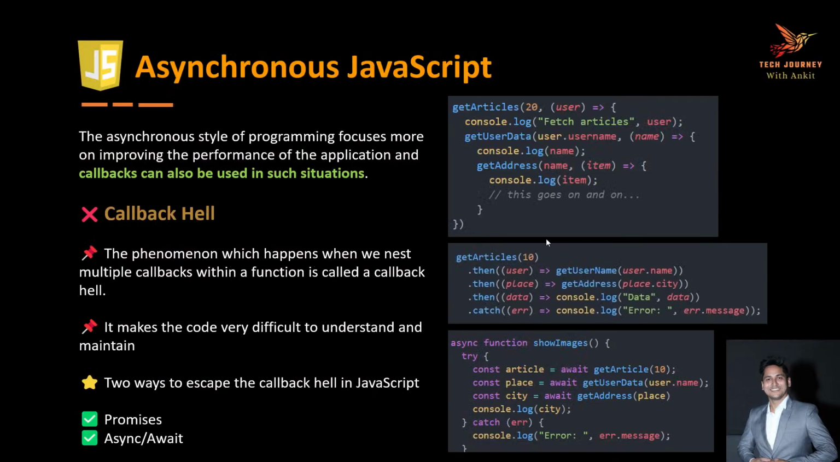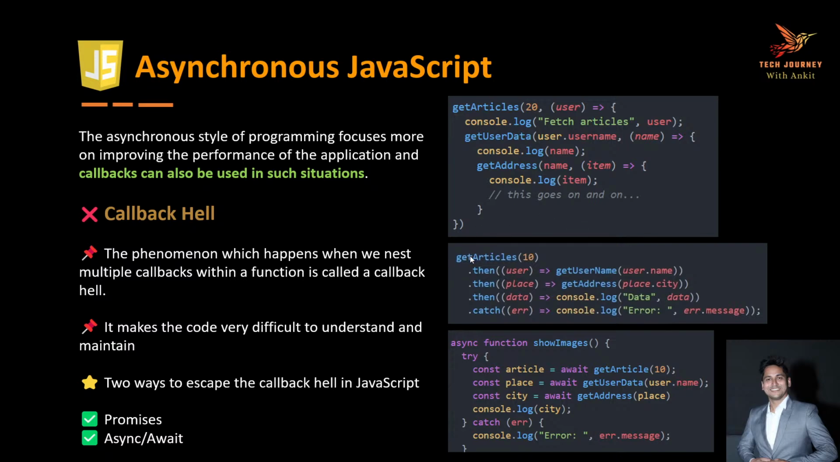Right? Most of the time it is very challenging for developers to debug such kind of callbacks. Now in modern JavaScript, we have two ways to escape this callback hell. The first one is promises and the second one is async await.